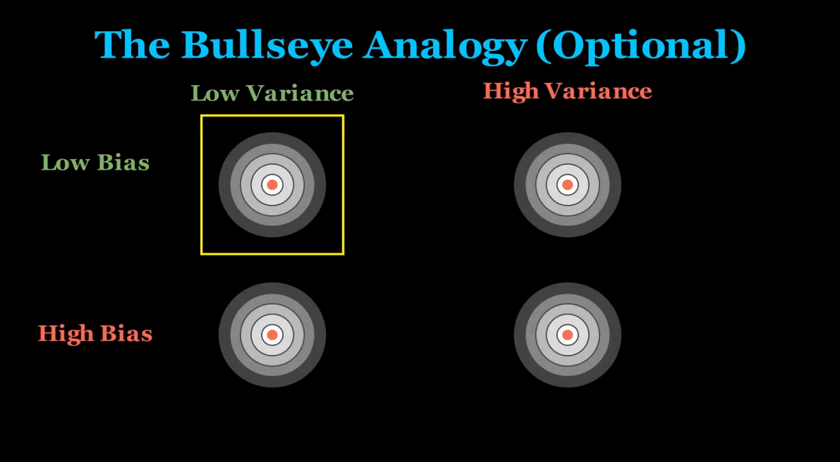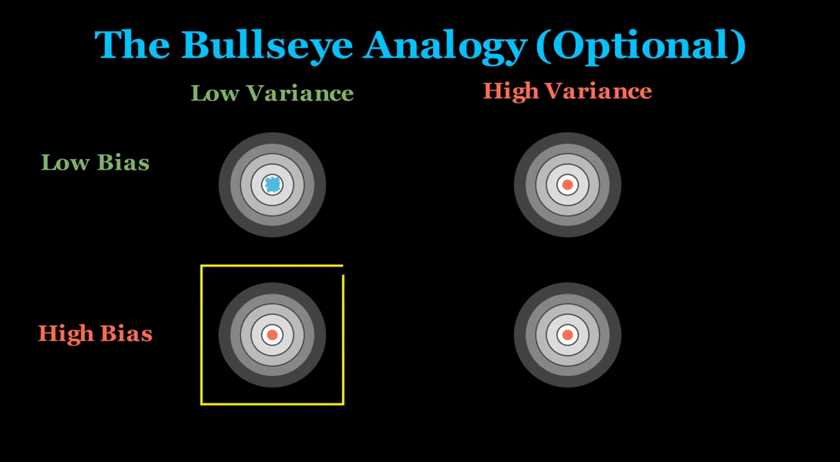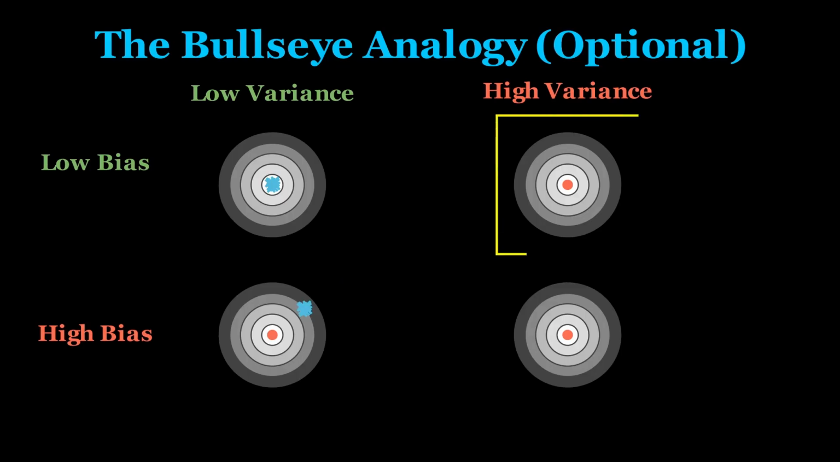In the top left, we have low bias and low variance. All X's are tightly clustered right in the bullseye. This is the ideal scenario. Next, moving down, we have high bias and low variance. The shots are super consistent, just consistently incorrect. This is classic underfitting. In the top right, we have low bias and high variance.